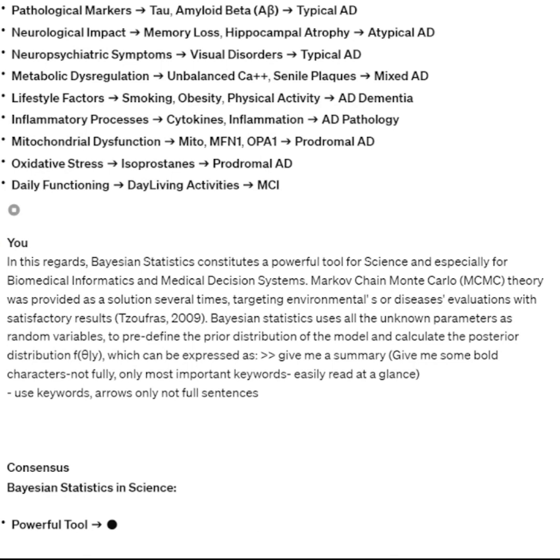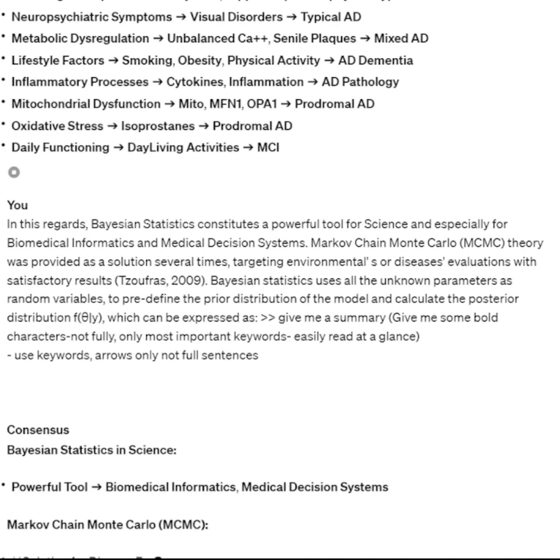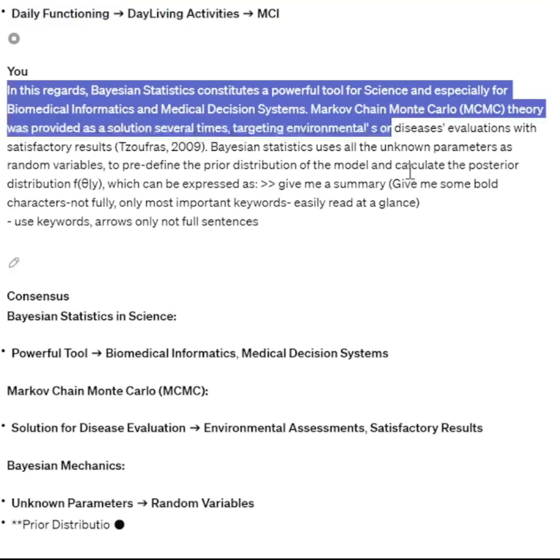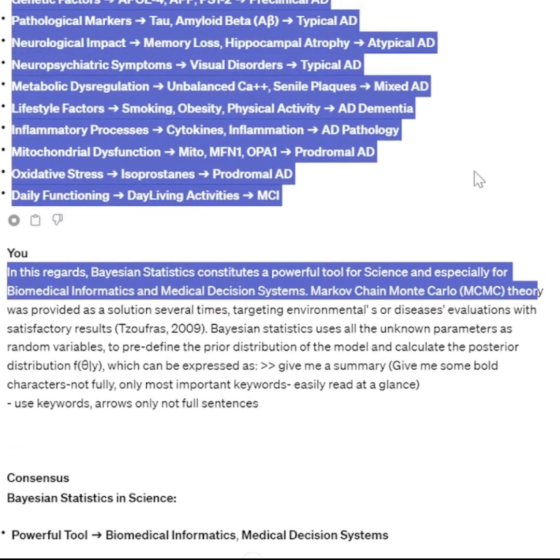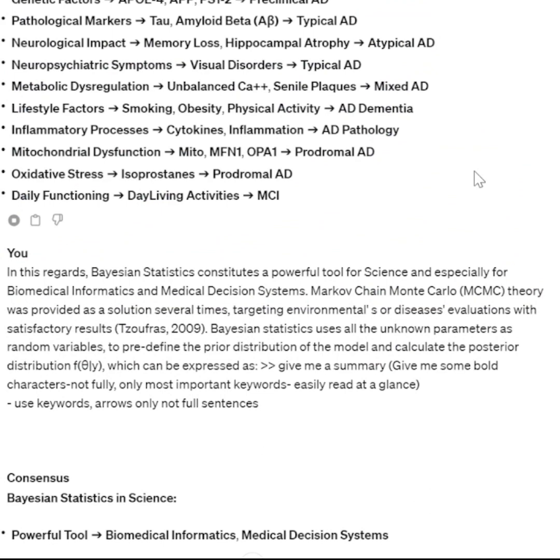Bayesian network of AD biomarkers: genetic factors, APOE4, APP, PS1, prepathological markers, tau, amyloid beta, typical AD; neurological impact, memory loss, hippocampal atrophy, atypical AD, neuropsychiatric symptoms, visual disorders; metabolic dysregulation, unbalanced calcium, senile plaques; mixed lifestyle factors, smoking, obesity, physical activity, AD dementia; inflammatory processes, cytokines, mitochondrial dysfunction, MFN1, OPA1; prodromal AD, oxidative stress, isoprostanes, daily functioning, activities of daily living, MCI.